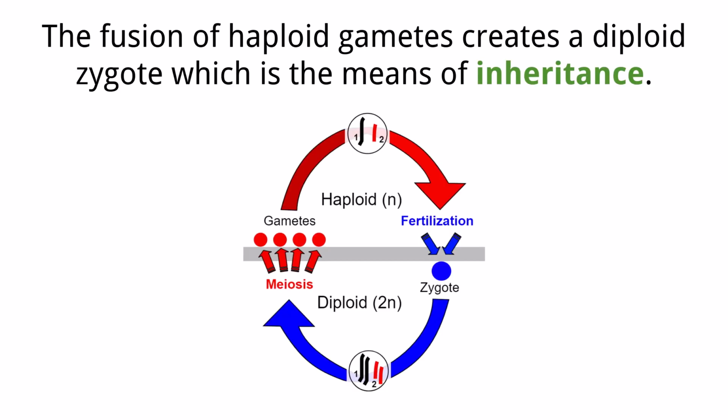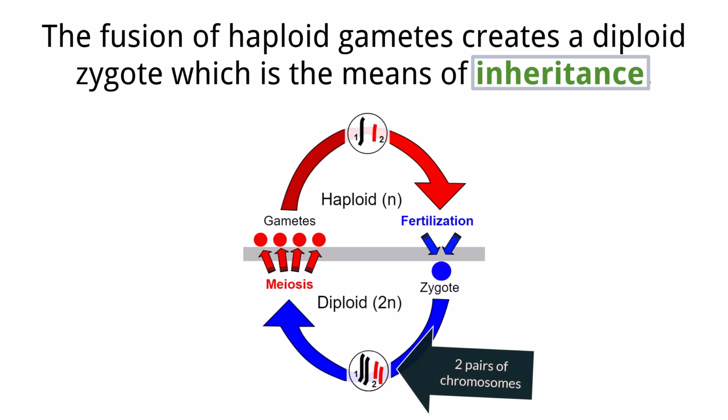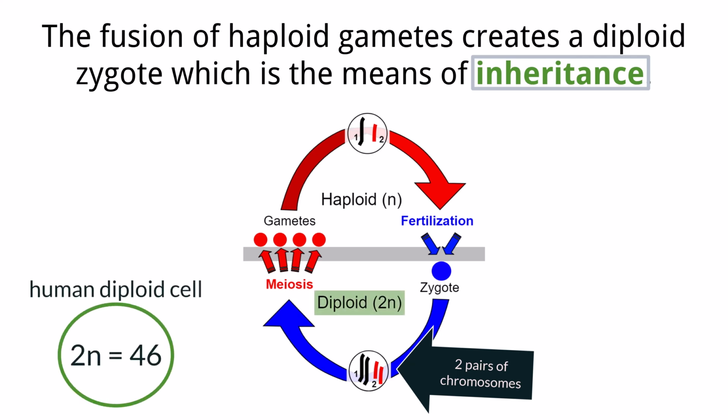Let's continue learning by talking more about inheritance. A nucleus that has 2 pairs of chromosomes, one from each parent, is considered diploid. In humans, that number is 46, or 23 pairs. We get 23 from our mother and 23 from our father. We find the diploid cells in somatic or body cells.